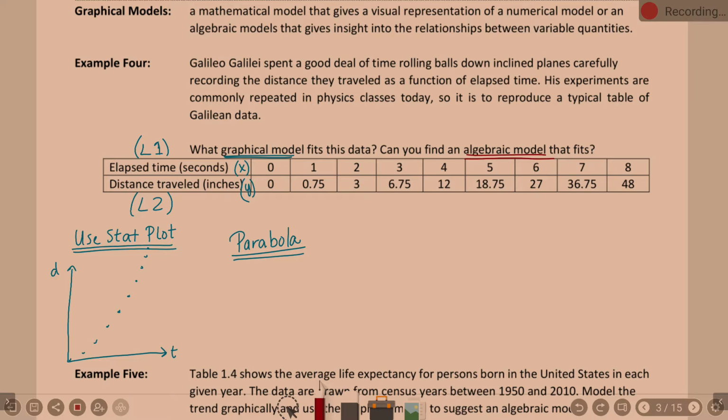X squared, right? Basic equation is x squared. Now, could there be a number in front of x squared? There could be. Okay, and so we'll refer to that as a. So a equals ax squared. Officially, I could say ax squared plus bx plus c.